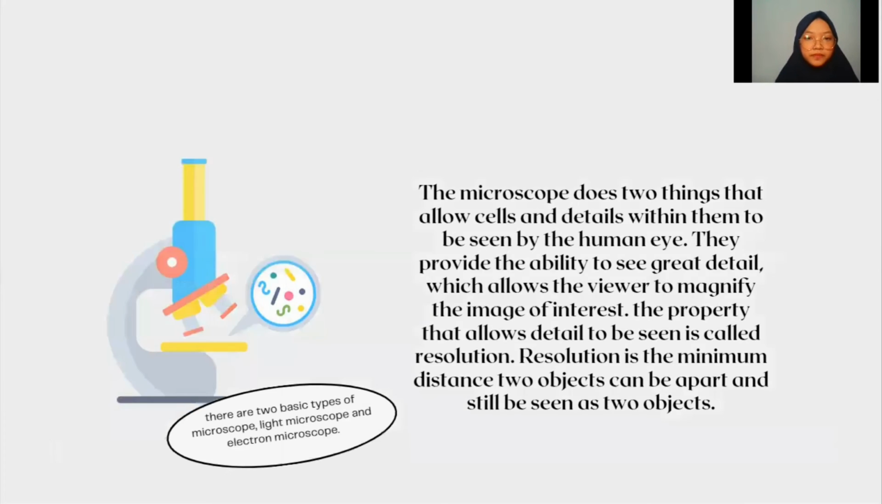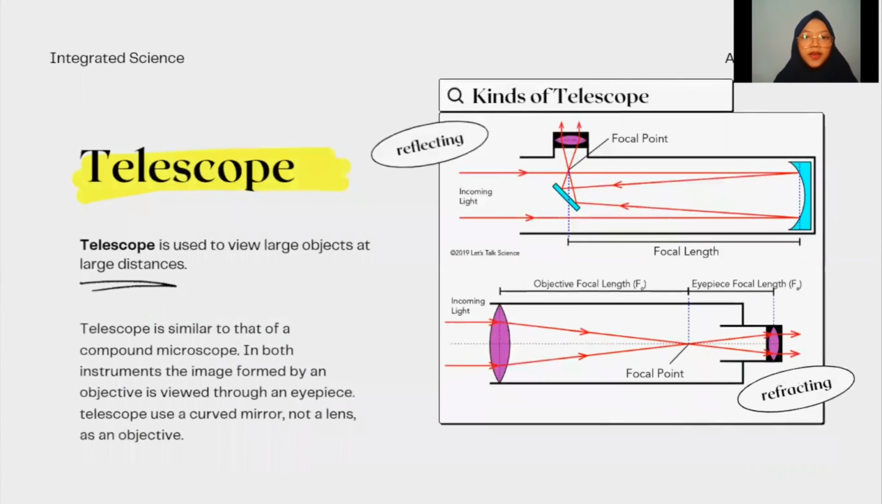And the last is the telescope. A telescope is used to view large objects at large distances. A telescope is similar to a compound microscope in that in both instruments the image formed by an objective is viewed through an eyepiece. A telescope may use a curved mirror, not a lens, as an objective. So there are two kinds of telescope: the reflecting telescope and the refracting telescope. The reflecting telescope uses a curved mirror.